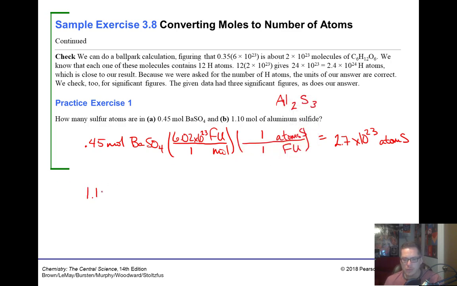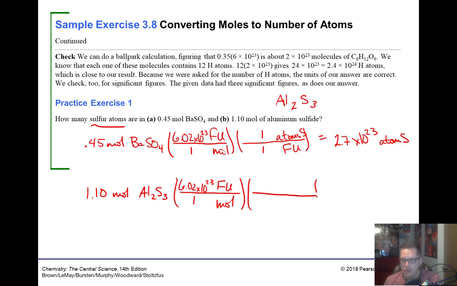So we have 1.10 moles of Al2S3, and we want to figure out how many sulfur atoms again. First we have to convert it into formula units of aluminum sulfide. So we'll put moles down here, and then formula units up here, 1, and then 6.02 times 10 to the 23rd formula units. Now we're going from formula units of aluminum sulfide to atoms of sulfur. For every 1 formula unit of aluminum sulfide, I have 3 sulfur atoms. So I'll put a 3 there.